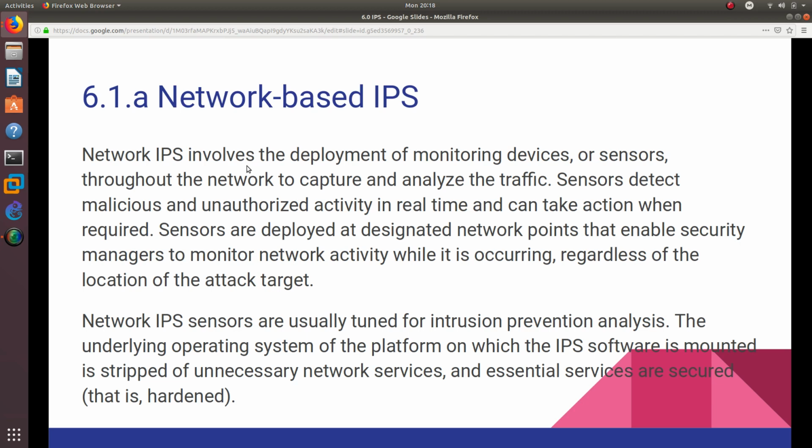Network IPS sensors are usually tuned for intrusion prevention analysis. The underlying OS of the platform on which the IPS software is mounted is stripped of unnecessary network services, and essential services are secured, meaning that it is hardened. And that is what a network-based IPS is. Network-based is a device or a sensor that is put in the network to capture and analyze the traffic, and it also protects you. So what the IPS does is it detects it, and then it also protects you.